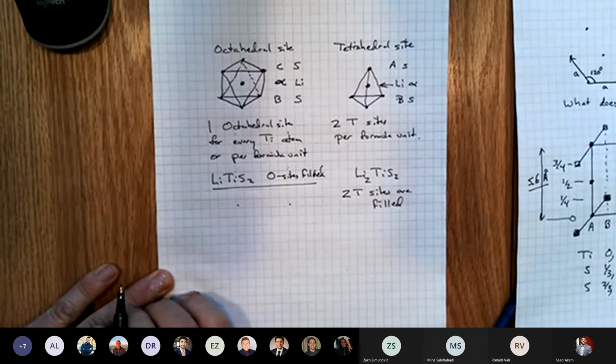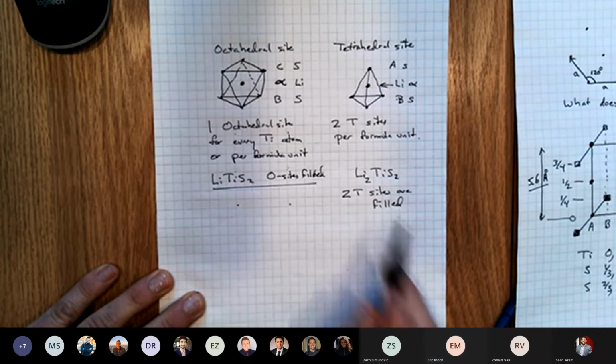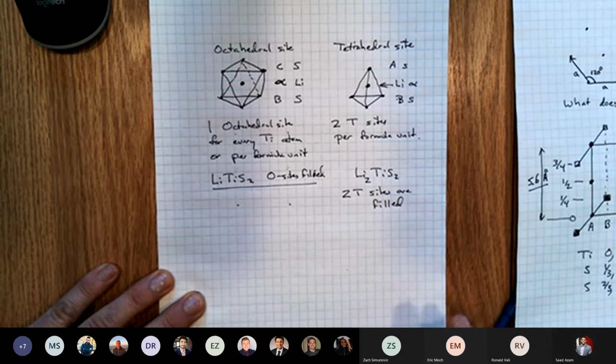Professor, when you keep adding lithium, are the lithium ions going to migrate from the O site to the T site? Yes, they empty from the O sites and they fill the T sites when you add so much lithium as this. Okay, thanks.